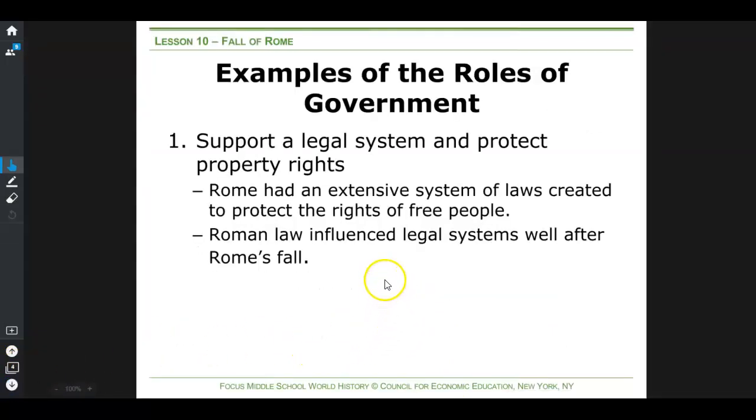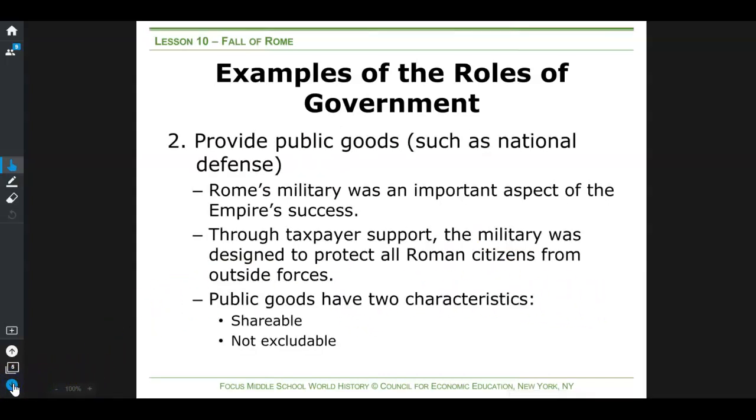So then we talked about the different functions of government, or the different roles of government, and four main roles. The first of which is supporting and providing a legal system that gives stability and order to the society and protects people's property rights as well as their human rights. Rome had an extensive system of laws created to protect the rights of its free people, and Roman law influenced legal systems around the world long after the fall of the Roman Empire, including the Constitution of the United States.